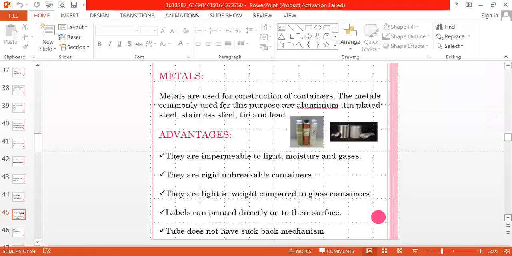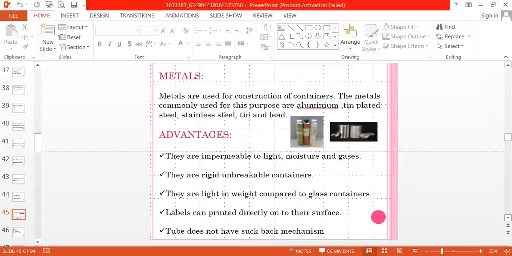We can also manufacture them as lightweight containers. If we select the aluminum material, then we can make them lightweight also. Then we can print the label directly on the surface of the metal also. So there is no need to use paper. Directly we can print on the surface of the metal.